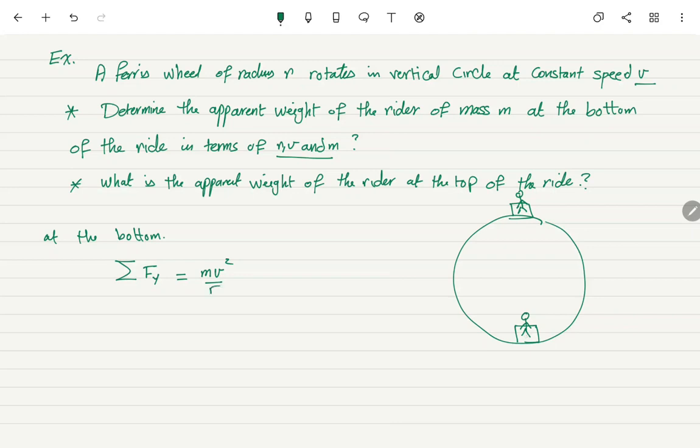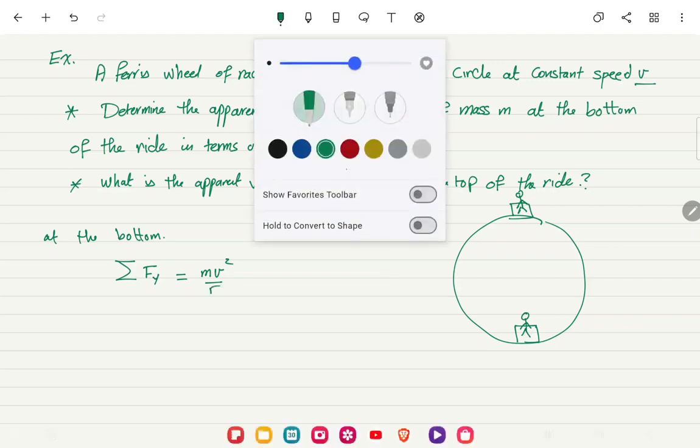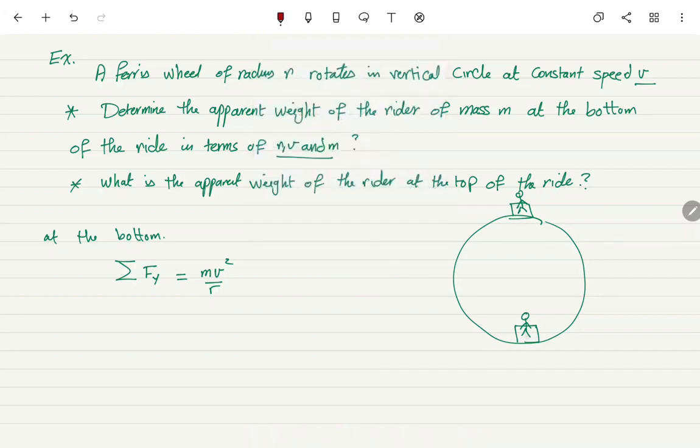Now, at the bottom here, let's identify the forces acting on the rider. We have here the weight, and we have here the normal. Again, the normal is the force exerted by the cart on the rider. This is the normal. Now, if the cart is connected by a rope, this is actually called tension, but we are not interested in calculating the tension in this example.